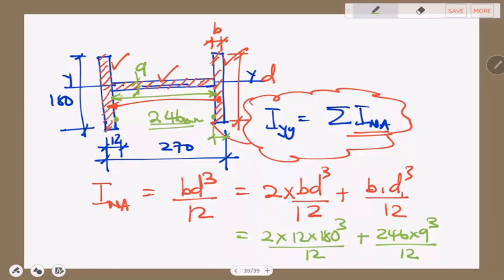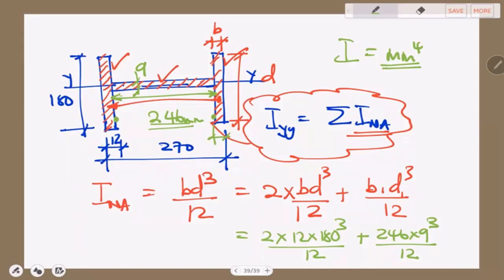So, do you want it in megapascals? Matthew, not everything is measured in megapascals. It is measured in millimeters to the power 4.